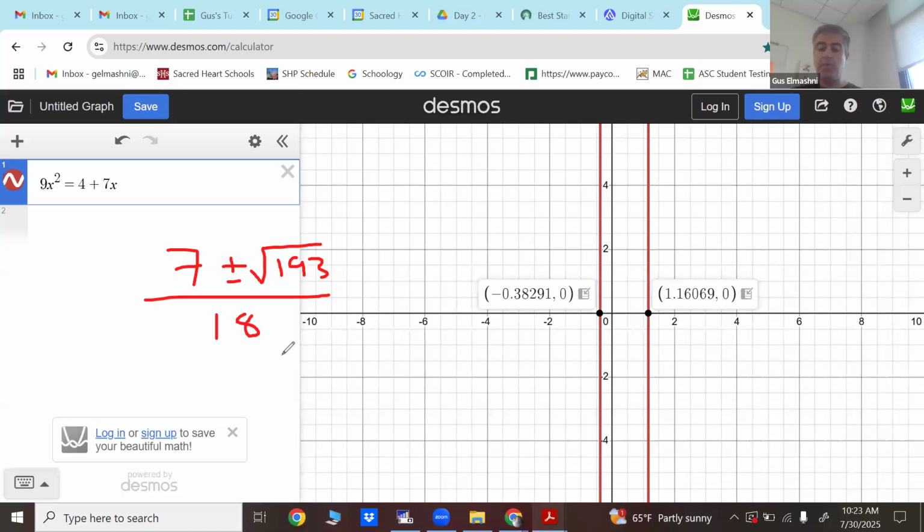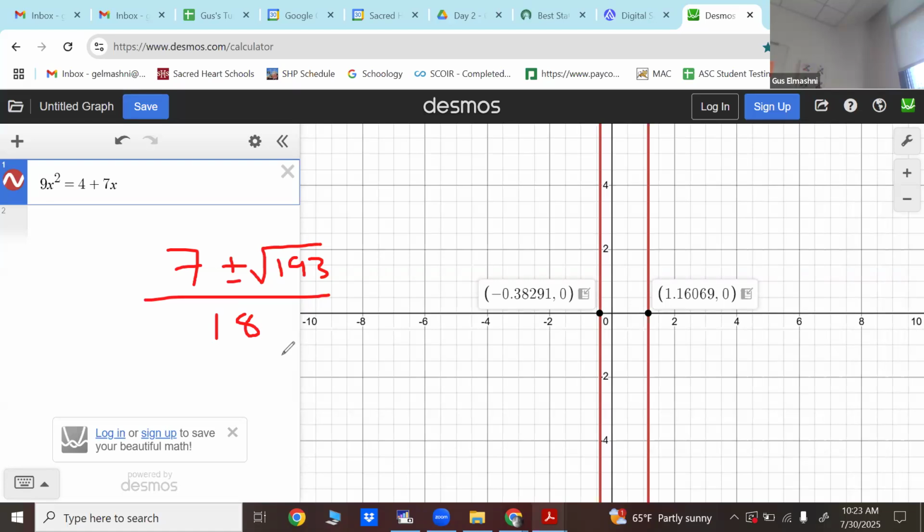Well, what if I do 7 plus root 193? If I do that on my calculator and divide by 18, I will get 1.16. If I do 7 minus root 193 and then divide by 18, I get negative 0.38291. I do get that. So you could always verify the work. Once you get the quadratic formula answer by hand, you can just punch this in a calculator and see the decimal that comes out and verify it.